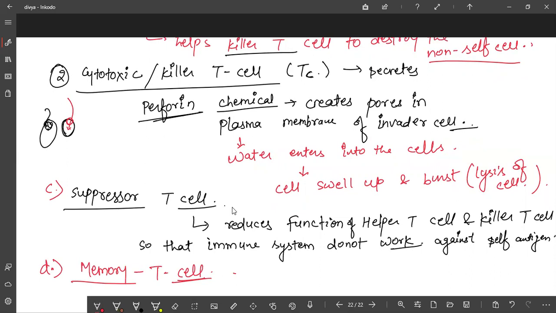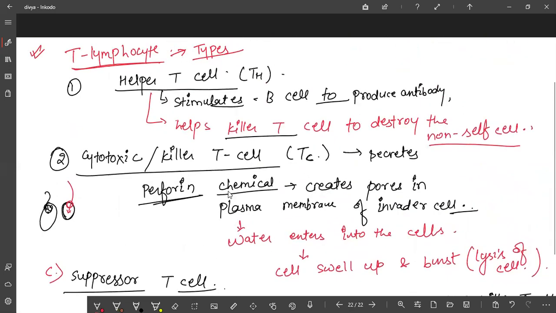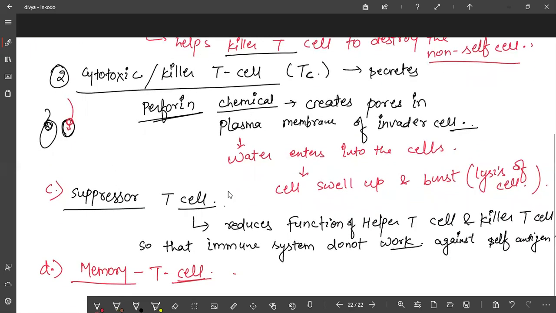Now, what are the types of T lymphocyte? How many types of T lymphocytes are there? Name. First one, what was it? Helper T cell, then killer T cell, then suppressor T cell, memory T cell.